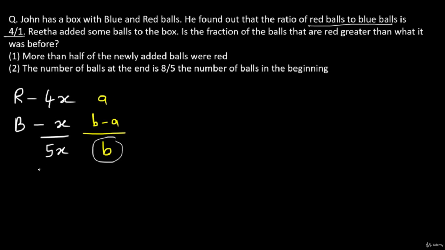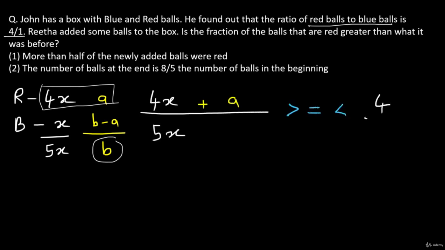Alright, now the final fraction will be (4x + A)/(5x + B), because you have 4x + A red balls divided by 5x + B, because that's the new total, right? So we have to find out whether (4x + A)/(5x + B) is greater than 4/5. That's what is asked in the question.